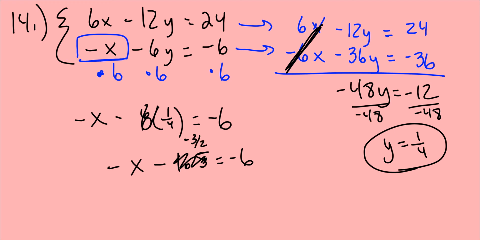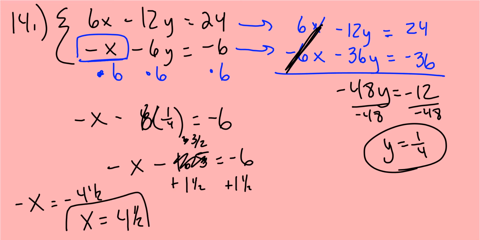I'm going to add 1.5 to both sides. So I'm going to get negative x equals negative 4.5. So x equals positive 4.5. I have an x, I have a y. My ordered pair answer is going to be 4.5, 1/4, and I'm done with 14.